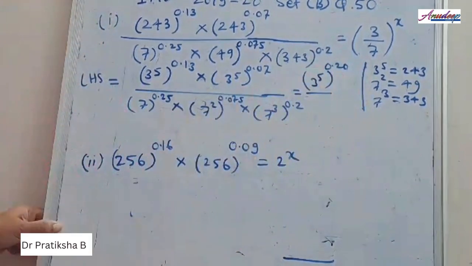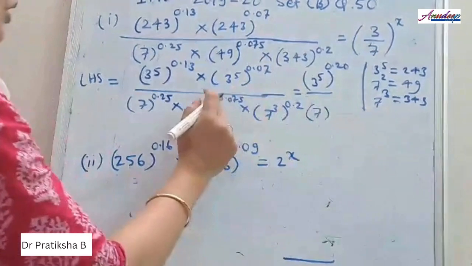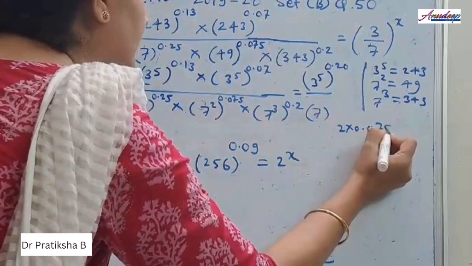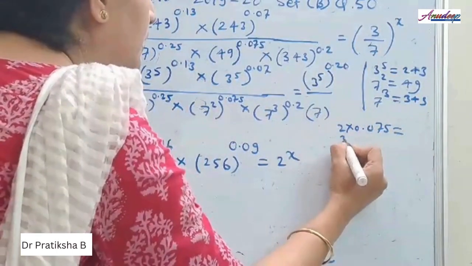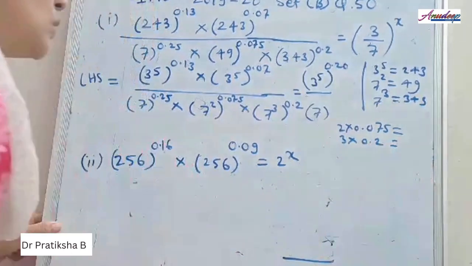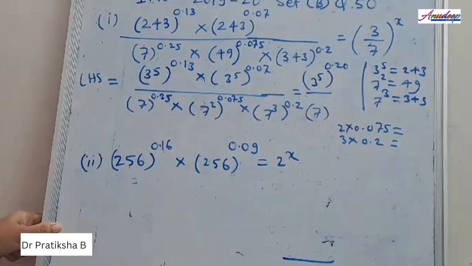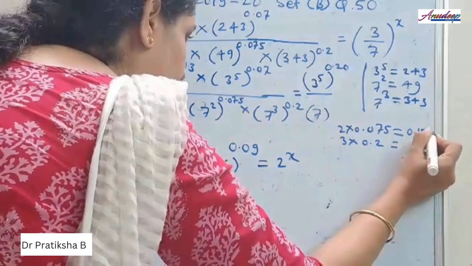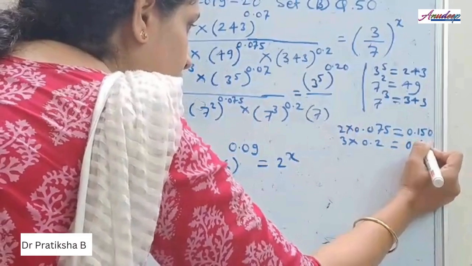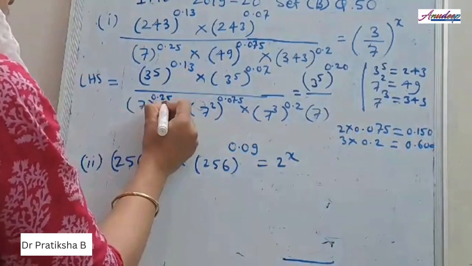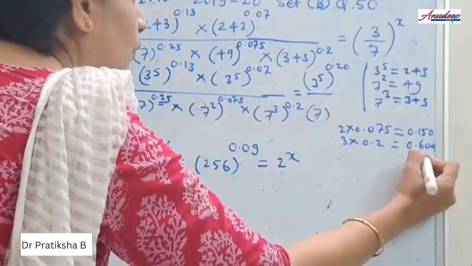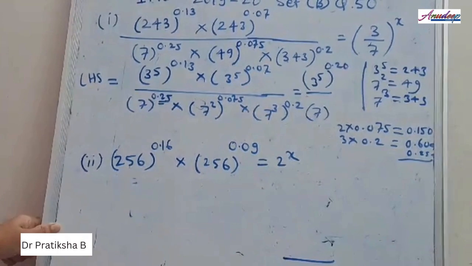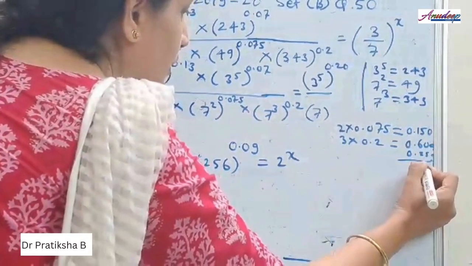And what we have in the denominator is 7 raised to, now you need to work it out. What is 2 into 0.075? Also you need to work out 3 into 0.2. So 2 into 0.075, when you evaluate, you will be getting 0.150. It is 0.6. And the last number that we have here is 0.25. So when you add all this, the addition is equal to 1.00.